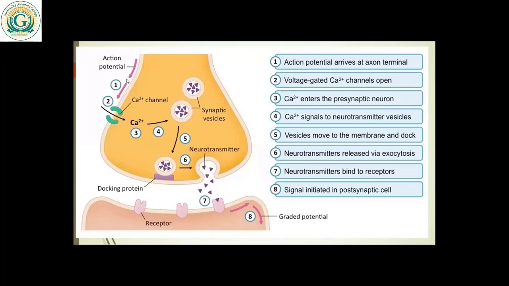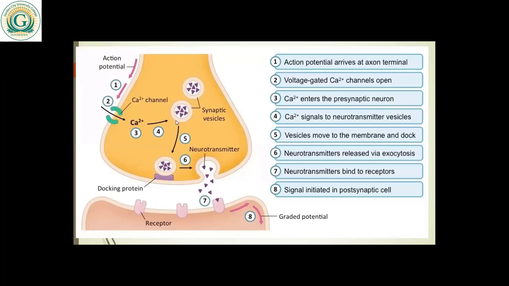This arrow is showing that information or impulse is moved along the axon, okay? And this is the axon terminal. This part is the axon terminal. Let's take note. Now, at the axon terminal, we have vesicles that contain neurotransmitters.